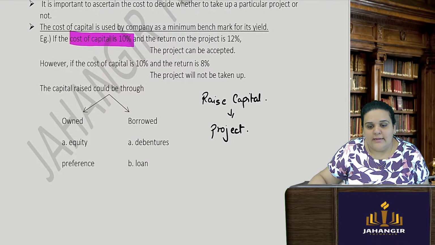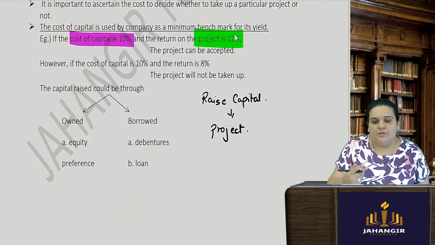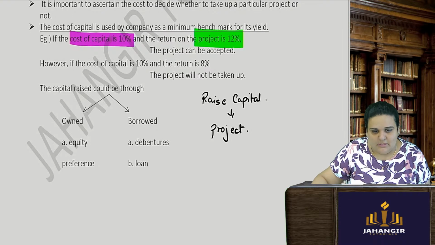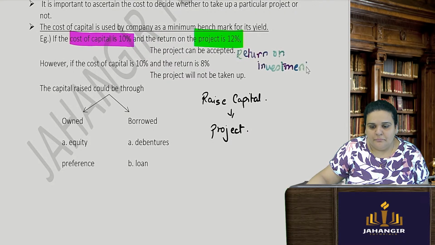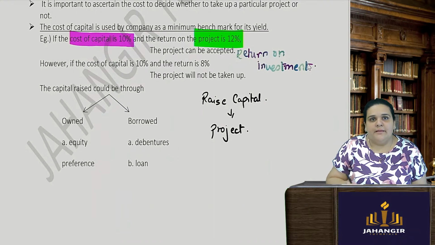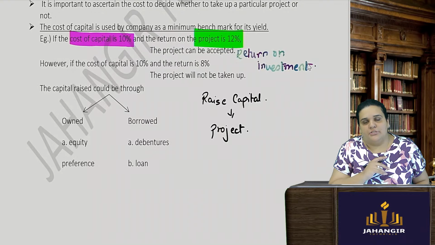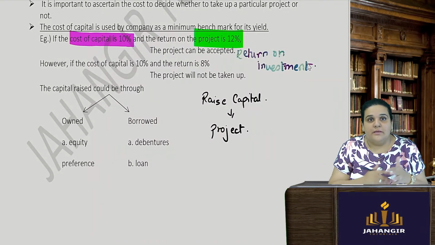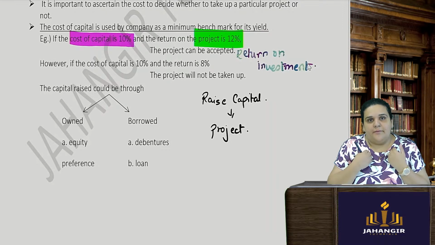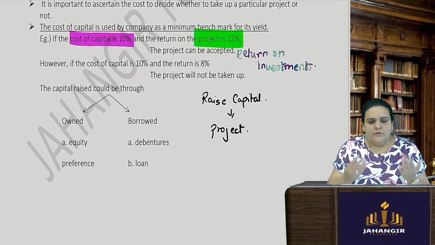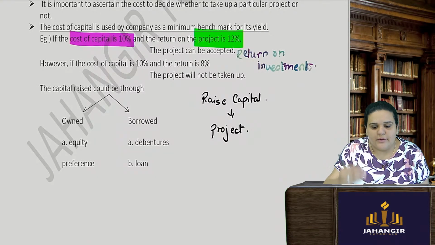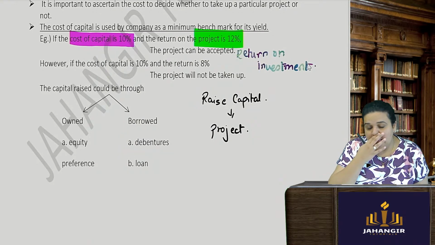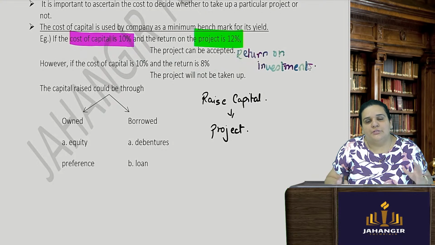So the return on my investment, known as return on investment: from the company point of view, if the return on my investment is 12% and my cost is 10%, I will accept the project. But vice versa, if my cost for raising that money is 10%, but the return is 8% only, I will not take up that project. That is why cost of capital is important. Companies need to know their average cost of capital.